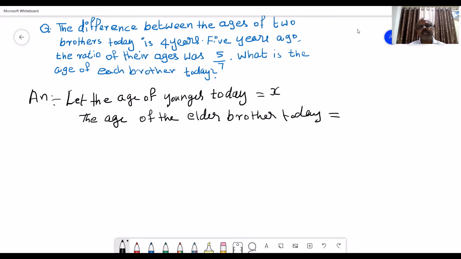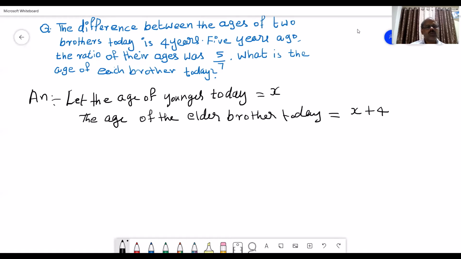Since the age of the younger brother is X, the age of the elder brother is 4 more than that of the younger brother. The difference between the ages of the two brothers today is 4 years. It means the age of the elder brother will be 4 years more than the age of the younger brother. We have already defined the age of the younger brother as X, so we can add 4 to get the age of the elder brother.